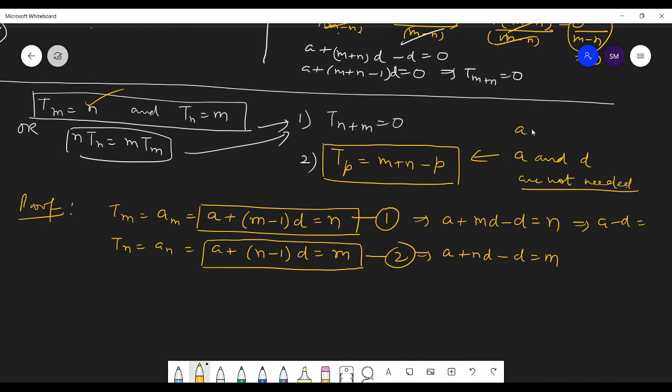So what does this mean, students? TP is equals to this, the pth term is this. So what is the pth term? It means a plus p minus 1 into d is equals to m plus n minus p. This is what you need to prove.